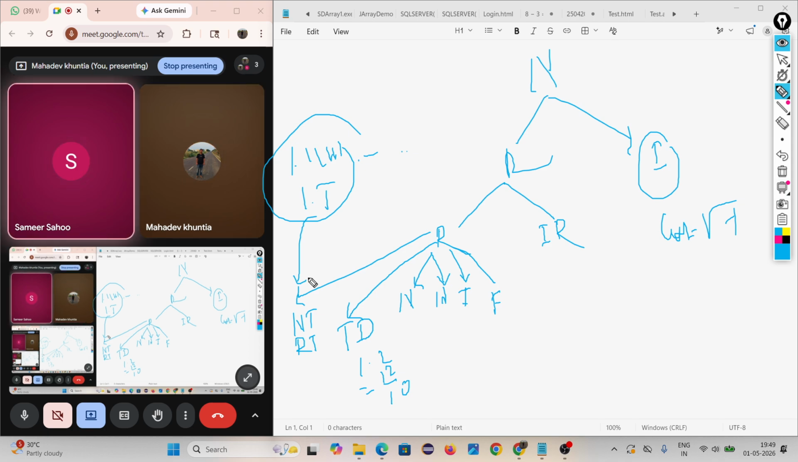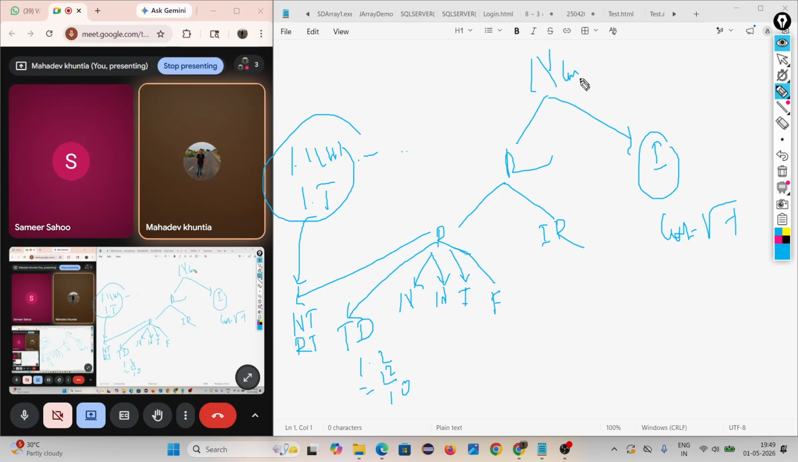Leave this. Numbers are divided into two parts: real numbers and imaginary numbers. Real numbers are of two types: rational and irrational. Rational means any number that can be written in the form p by q, where p and q must be integers and q does not equal 0. The examples are natural numbers, whole numbers, integers, fractions, terminating decimals, non-terminating repeating decimals.